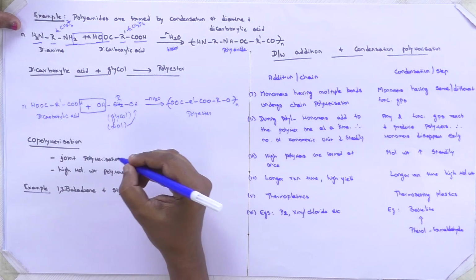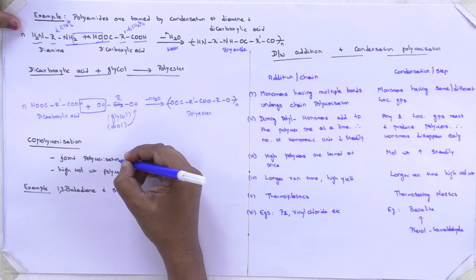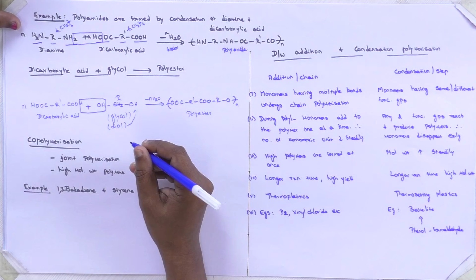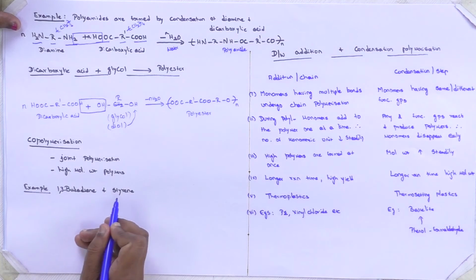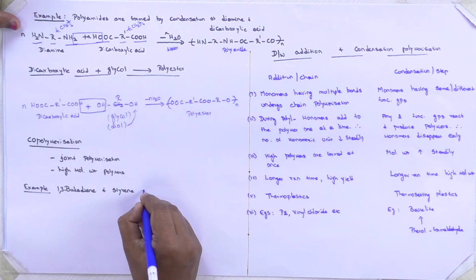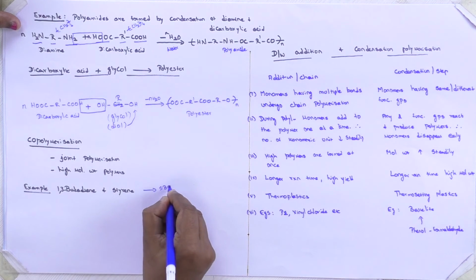Now, the third type of polymerization that we are going to discuss is copolymerization reaction. This is otherwise known as joint polymerization, and here high molecular weight polymers are formed during the reaction itself. Copolymerization has very interesting characteristics also. Let us see this by an example of 1,3-butadiene and styrene forming SBR, styrene butadiene rubber, which is a very well known example for all of us.